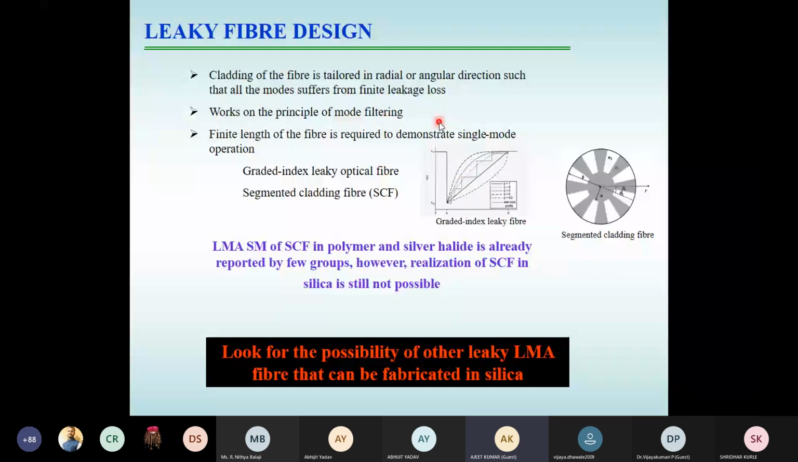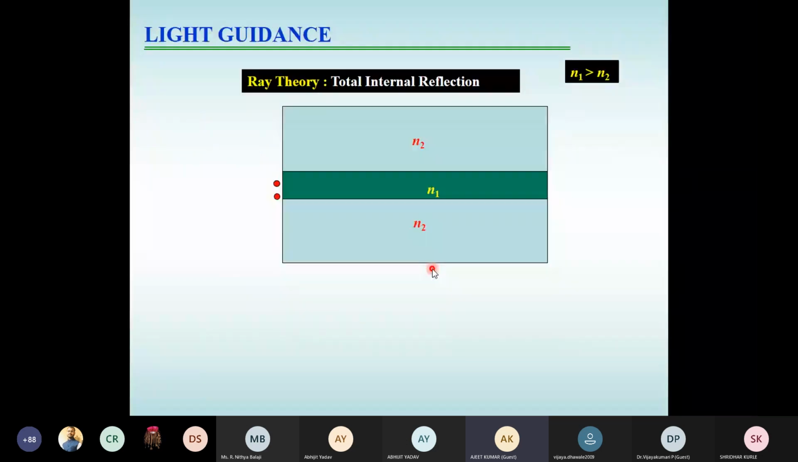So if you want to talk about our leaky designs, you should know what you mean by the leakage loss. In order to explain that, I'm just giving you the idea about the ray theory. When you talk about the ray theory, you say that by multiple reflection, by the process of total internal reflection, the light is guided from one place to another.